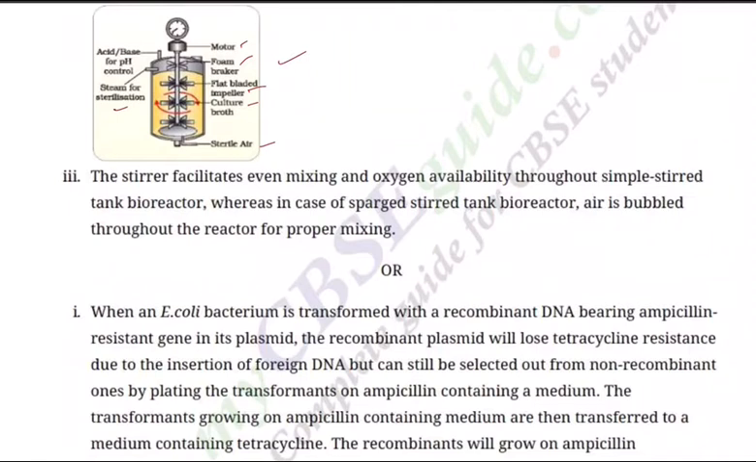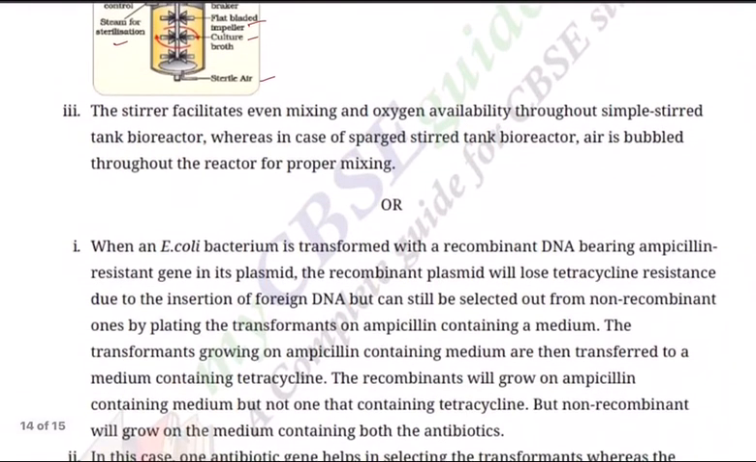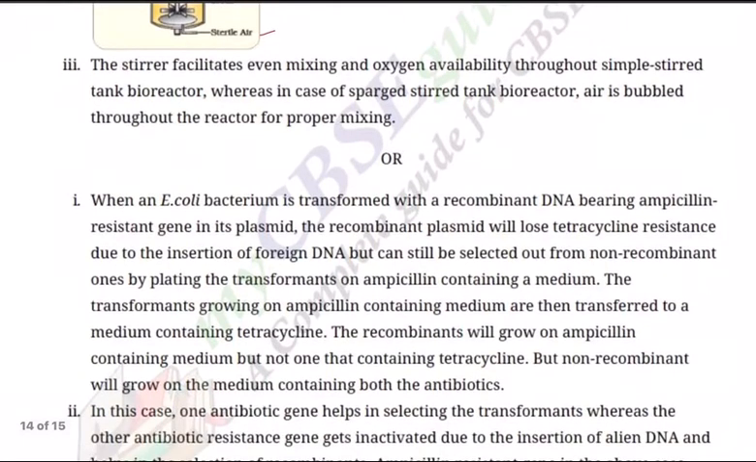Now you have a choice question. Explain how to find whether an E. coli bacterium has transformed or not when an rDNA bearing an ampicillin resistant gene is transferred into it. When E. coli is transformed with recombinant DNA bearing the ampicillin resistant gene in its plasmid, the recombinant plasmid will lose tetracycline resistance due to the insertion of foreign DNA, but can still be selected from non-recombinant ones by plating the transformants on ampicillin containing medium.